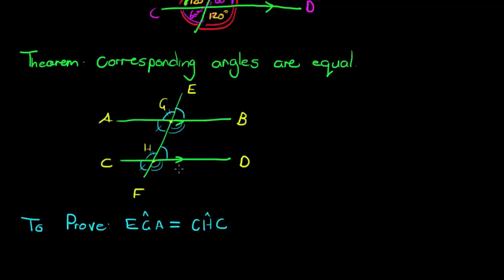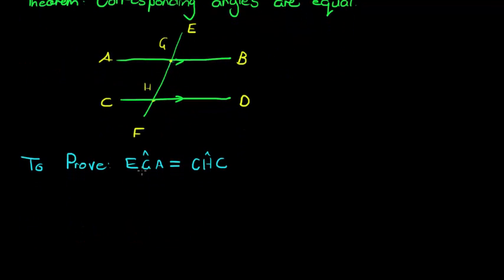Do you notice that it's similar to a previous proof we've done, where we want to prove two angles equal to each other? Remember how I did that? I found a formula for the one and a formula for the other one, and I saw that those two formulas were equal. That's one way of showing that two things are equal. Okay, so what I have here is EGA, and I want to show that it's equal to this one.